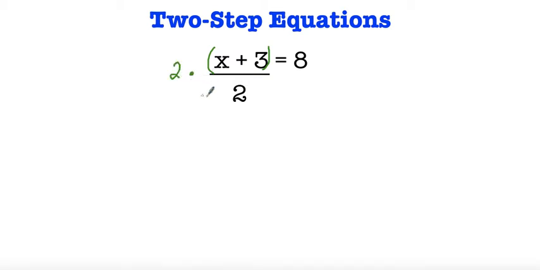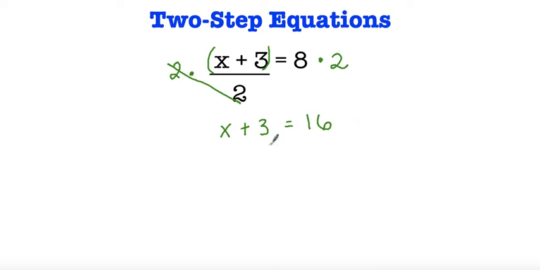So if we multiply by 2, that cancels this out because this term is being divided by 2, and multiplication is the inverse operation to division. And remember, whatever we do on the left side, we have to do on the right side to keep our equation balanced. So I'm going to multiply this right side by 2 as well. On the left side, I am now left with x plus 3, because that canceled out, is equal to 8 times 2 is 16. So x plus 3 is equal to 16.